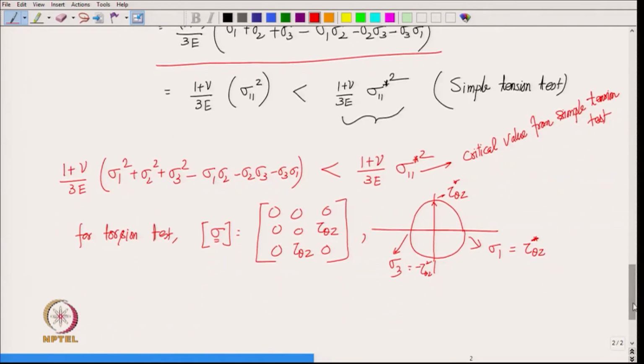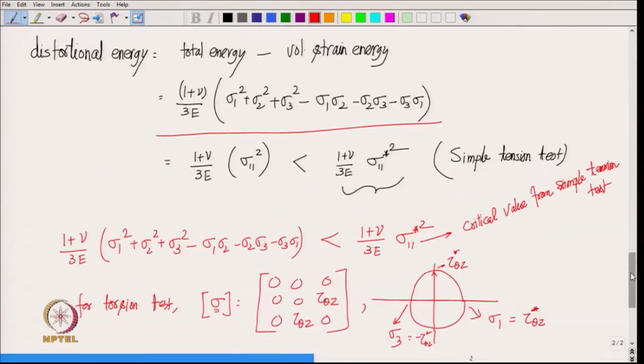So, how much is the distortional energy for the torsion test? So, you have to come back to this formula and plug in sigma 1 equal to tau theta z and sigma 3 equal to minus tau theta z, right. And when we work this out, we simply get 1 plus nu by 3E into sigma 1, which is tau theta z star square, plus sigma 3 square, which is minus tau theta z star square, minus sigma 3 into sigma 1.